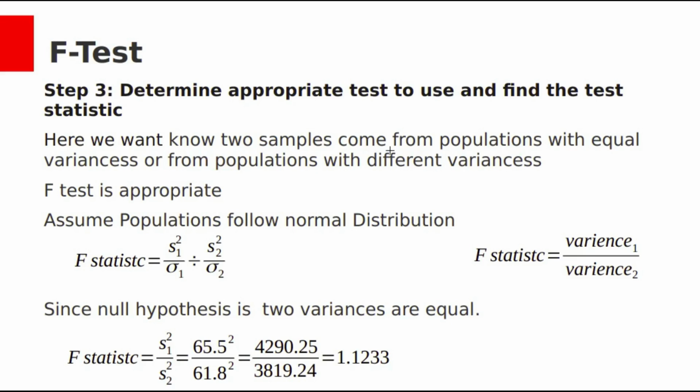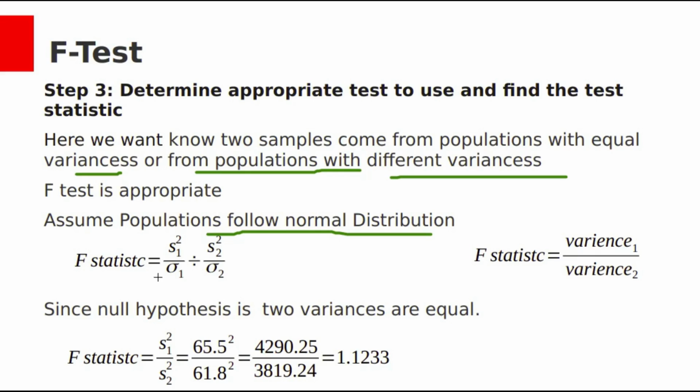Here we want to know whether the two samples come from populations with equal variances or from populations with different variances. Here F test is appropriate, but F test is based on normal distribution, so let us assume the population follows normal distribution. But when you are performing this F test on real data, you have to check whether that data is following normal distribution or not. But here we are just learning. So let us assume the population follows normal distribution.